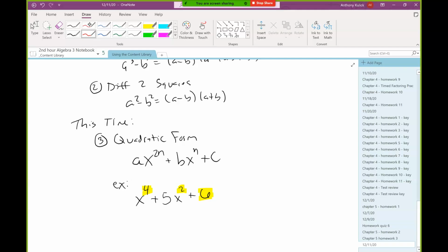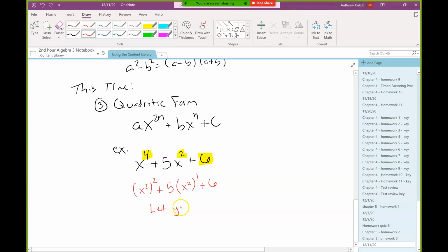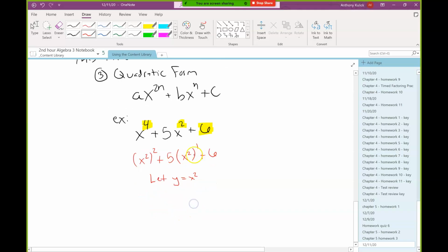So I can rewrite x to the 4th as x squared squared, and I can rewrite x squared as x squared to the 1st. That is going to give me something quick. So I have something squared plus 5 times something to the 1st plus 6. I'm going to give that something the name y. And now I have something that's fully quadratic.